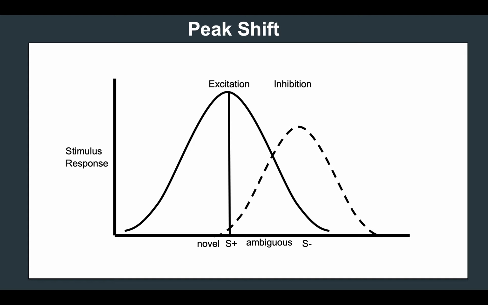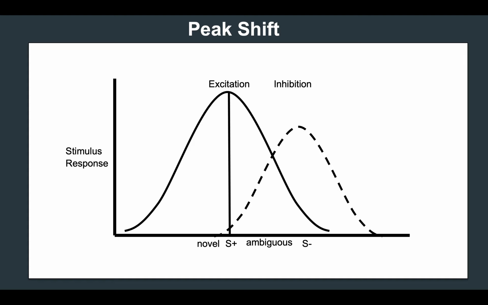Now, if you train animals on a discrimination, they also form an inhibitory curve around the S minus stimulus. And if there's an overlap between these two different curves, then what can actually happen is the greatest distance underneath that excitation curve is shifted to the left here, away from the S minus stimulus. And as a consequence, that whole curve around the S plus shifts over such that the peak is now at a novel stimulus, and this is the peak shift effect.